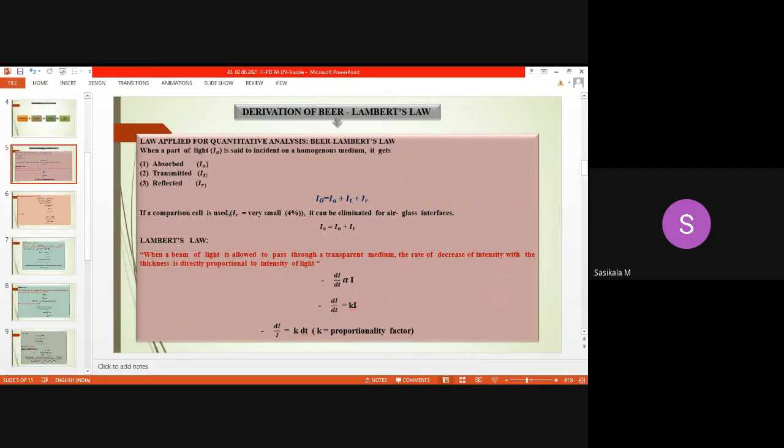So we'll discuss now what is Lambert's law. The intensity of radiation absorbed by the sample, meaning the intensity of absorbed light plus the intensity of transmitted light, is equal to the intensity of incident light. What is incident light? The light coming from the monochromator to the sample from the source. Absorbed light and transmitted light occur after passing into the sample.